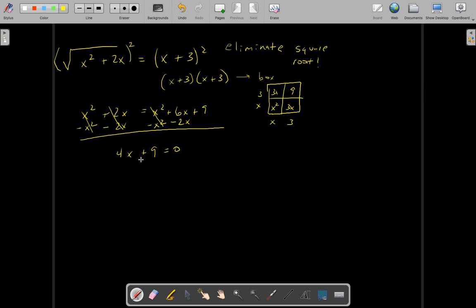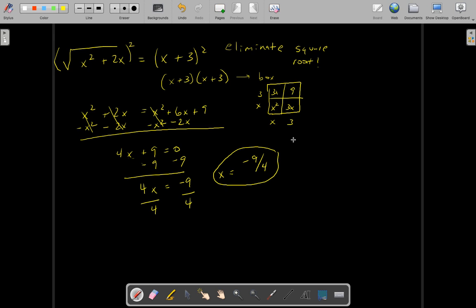Now we have to find out what the value of x is. We want to solve it like a two-step equation. So 4x equals negative 9, and then we divide by 4, divide by 4. And so x equals negative 9/4.